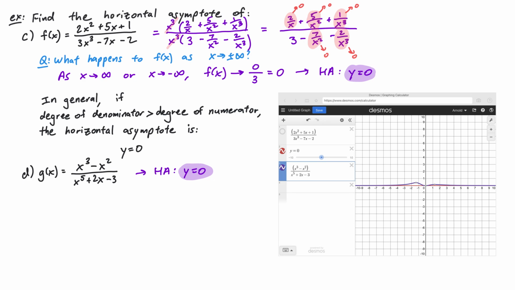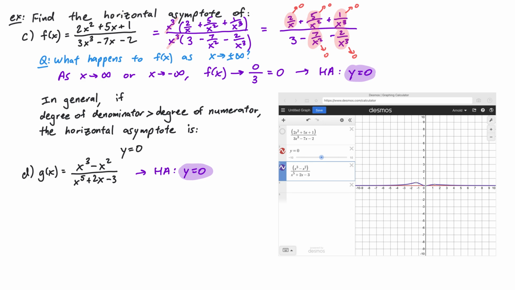So we've seen what happens when the degrees are the same. We've seen what happens when the denominator has a larger degree. Now what if the numerator has a larger degree? Well, it turns out that when the numerator has a higher degree, we no longer have horizontal asymptotes. Instead, we'll sometimes have something called an oblique asymptote, and that's what we'll look at in our next video.